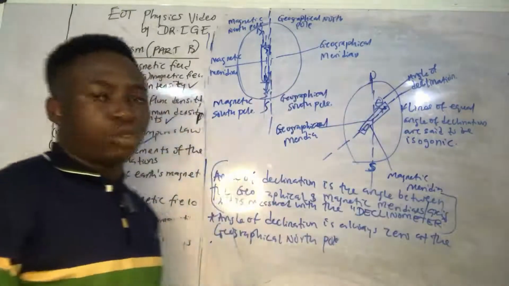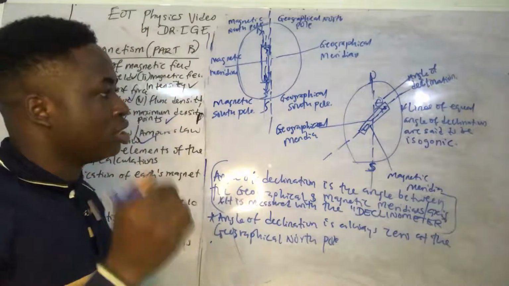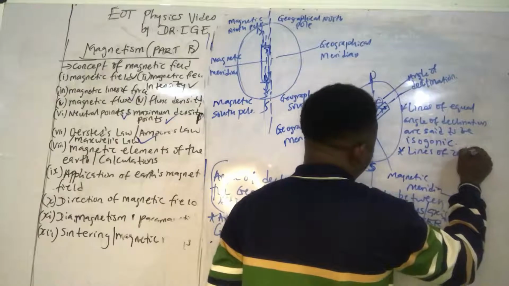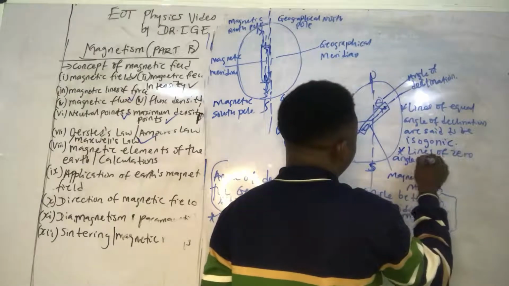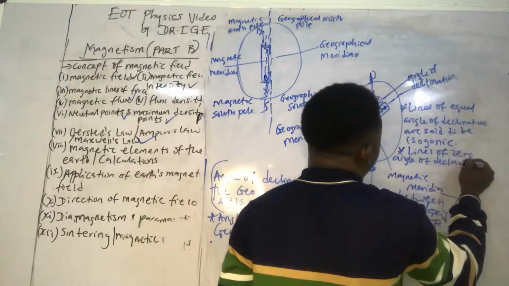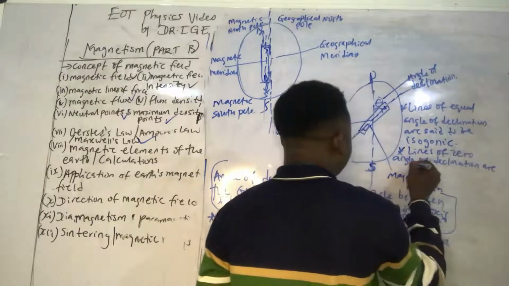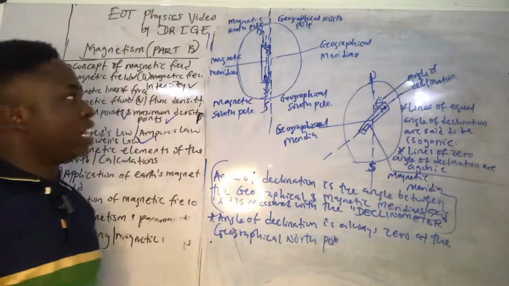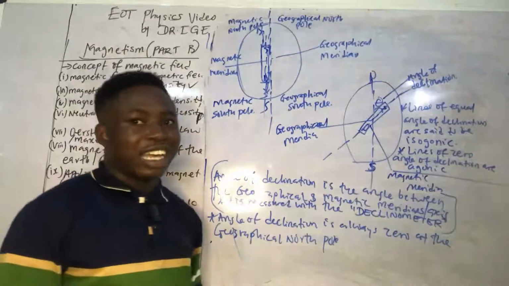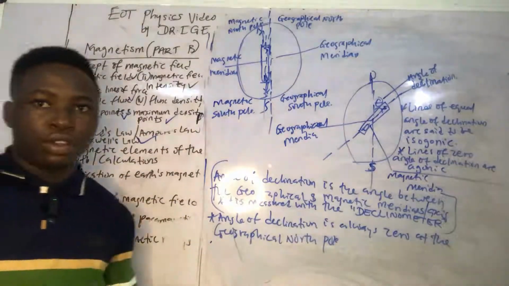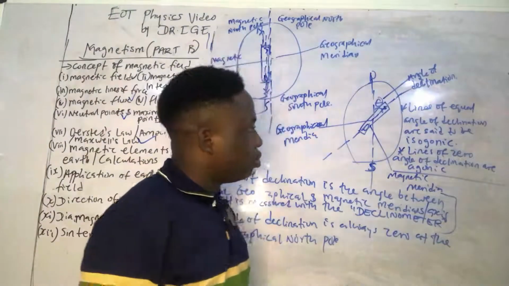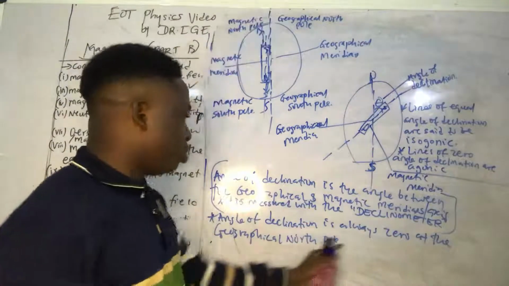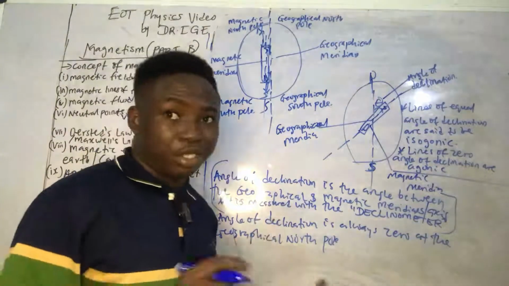Okay, lines of equal angle of declination are said to be isogonic, and lines of zero angle of declination are said to be what? Agonic. So we can say the Earth is agonic at the geographical north pole. You get it? I said lines of zero angle of declination are said to be agonic. And remember I said the angle of declination at the geographical north pole is 0. Do you understand the logic now?